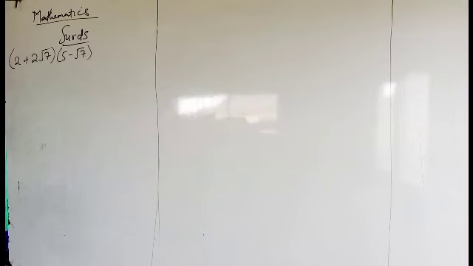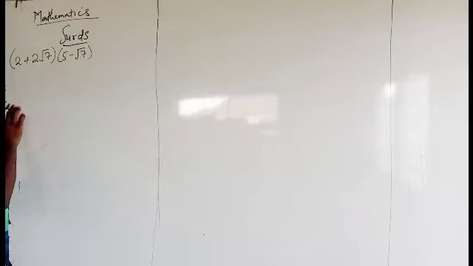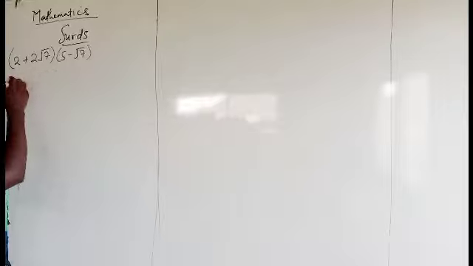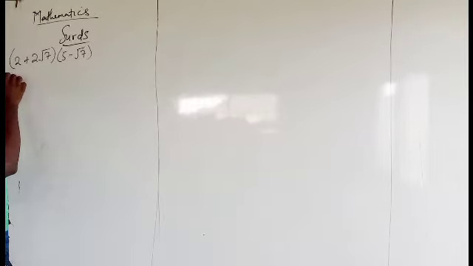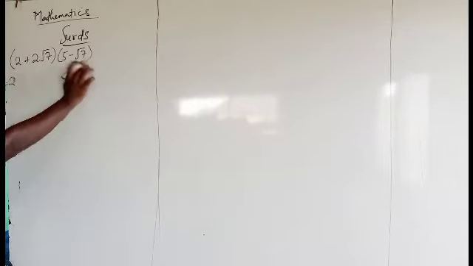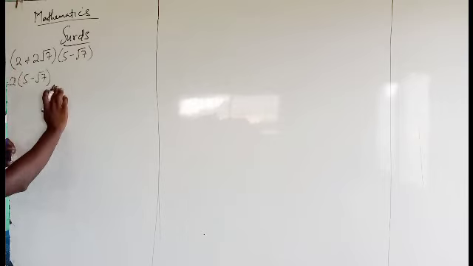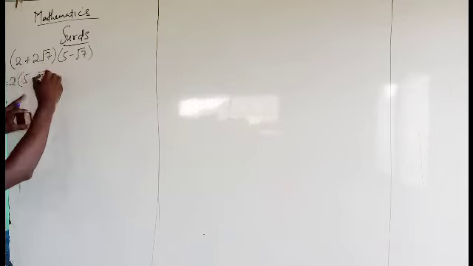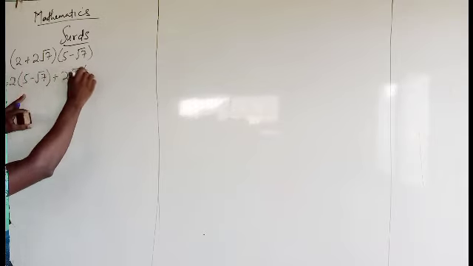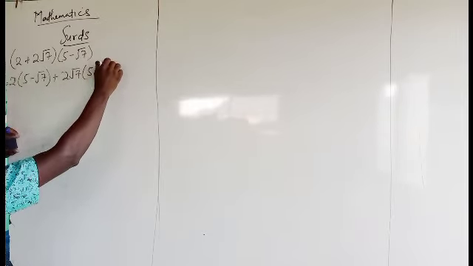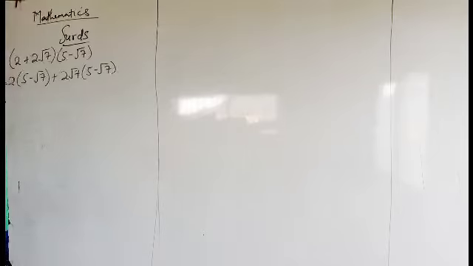Let's expand. So I'm taking the left hand side to expand it. So to multiply this, we have 2, I pick what's here, 5 minus root 7. Then plus, I was left with this 2 root 7, multiply with this again, 5 minus root 7. So I'm just expanding, okay?